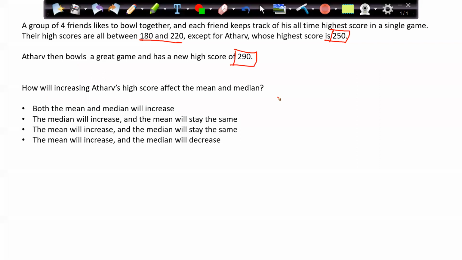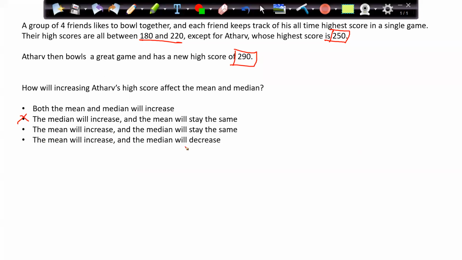Obviously it will increase, no doubt about that. Both will increase, the median will increase, mean will stay same. No, obviously not, right? Mean is very fluctuating. You are adding one outlier, so mean will be impacted. So that is absolutely a wrong answer. The mean will increase, the median will stay the same. Not sure, we have to check that.